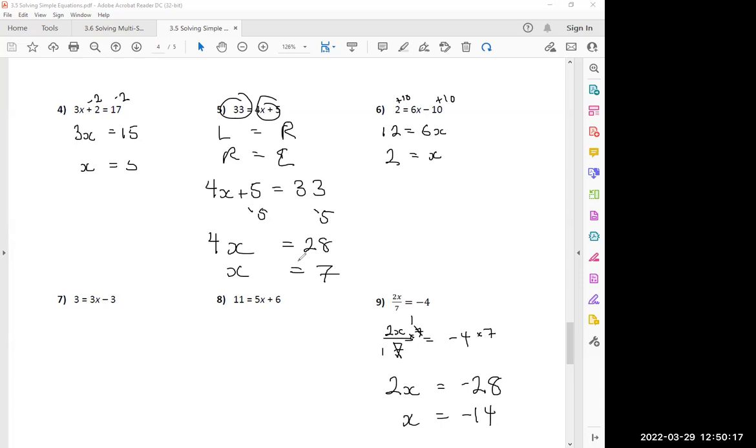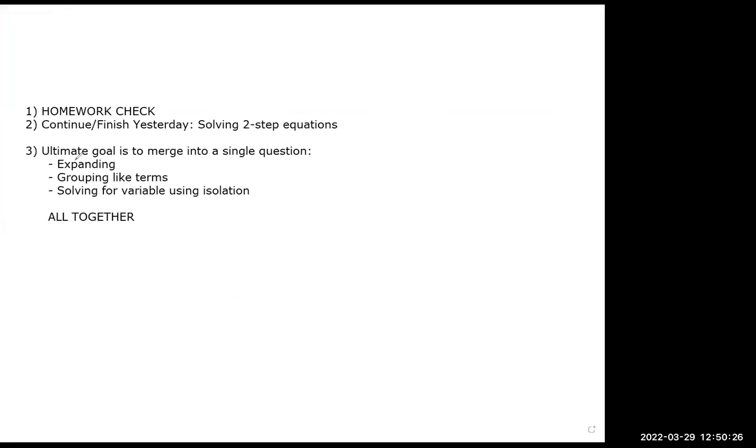So if you remember my little post in the beginning of class, in my whiteboard, I wrote the goal was to be able to do multi-step equations so that we can put all the stuff we've learned so far together. Grouping like terms, what we did on the quiz. Expanding distributive property, what we did on the quiz. And then solving for the x value, what we did yesterday. We're going to try to bring all that together, take some time to work through it.